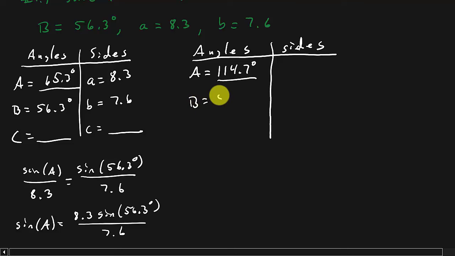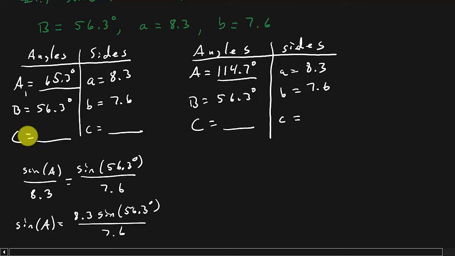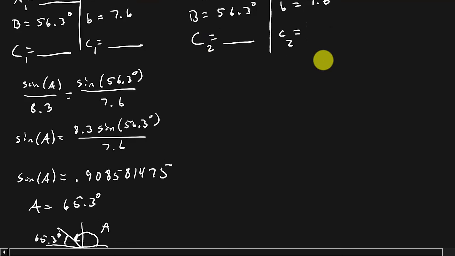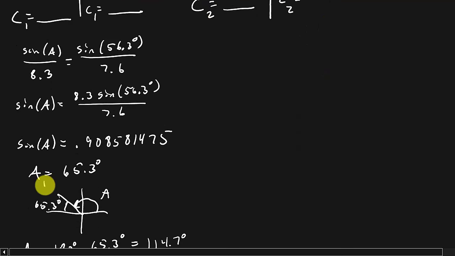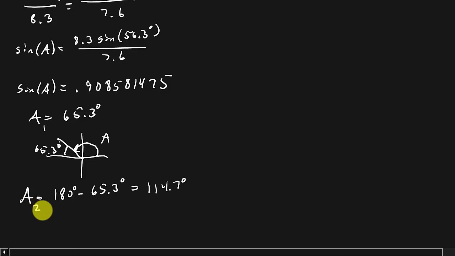And let's see, we got 56.3, that's given. Angle C, we don't know. B is given. And C. Now, what I like to do, since we have two triangles, we'll label this A1 and C1. And over here, we'll label it A2, C2. Okay? So we'll label this A1 and we'll label this one A2.